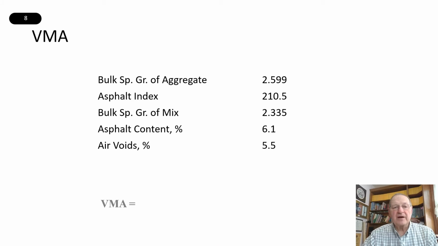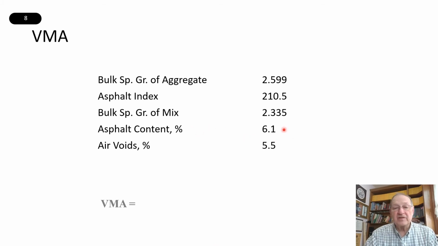Okay, now it's our turn. So what do I need? I need the bulk specific gravity of the compacted mix, I need the bulk specific gravity of the aggregate, and I need the percent of aggregate. Once again, percent of aggregate is not something that is normally given, so I have to calculate it by knowing the asphalt content. Do I have the asphalt content? Yes, I do.